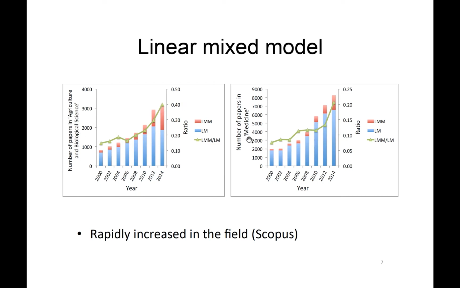And this is the field of medicine, with a very similar pattern. In 2000, the ratio is around 7%. Then over the 10 years, it rapidly increased up to 20%. So this shows linear mixed model is an emerging tool to tackle problems in biological science or medicine.